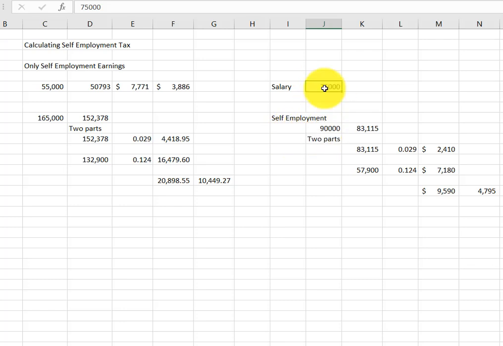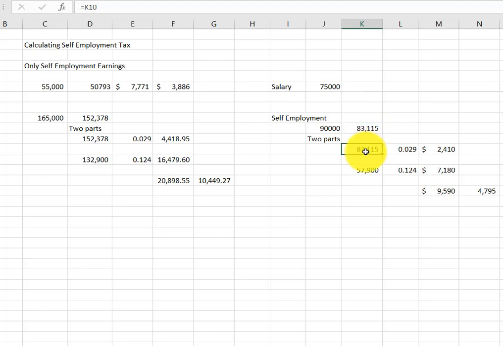So in this example, we have a job and we are self-employed. So we have a business on the side, and we have our salary. We need to know that salary, we'll see why a little later. Okay, self-employment is 90,000. First step, always multiply by 0.9235. Now, if these two are over the threshold together, then we have to break it into two parts. If we had been under the threshold together, then we could have just taken this and multiplied it out like this. But in this case, we have to separate it into two parts.